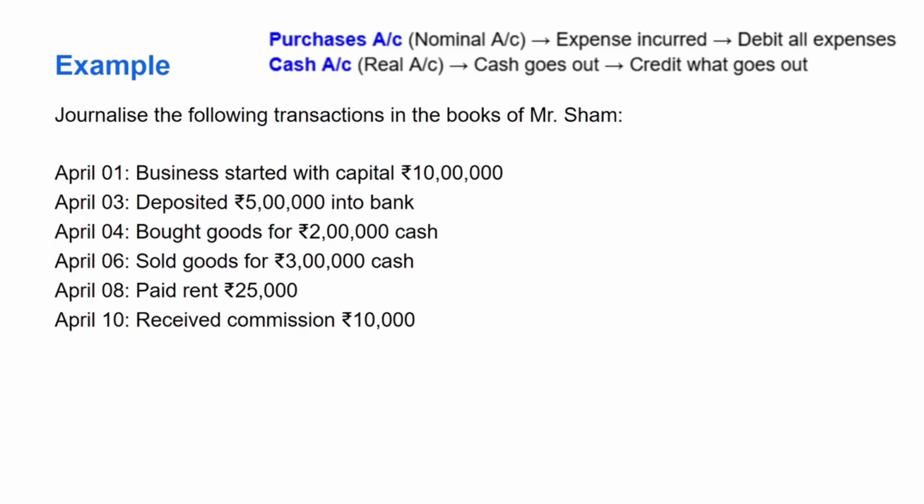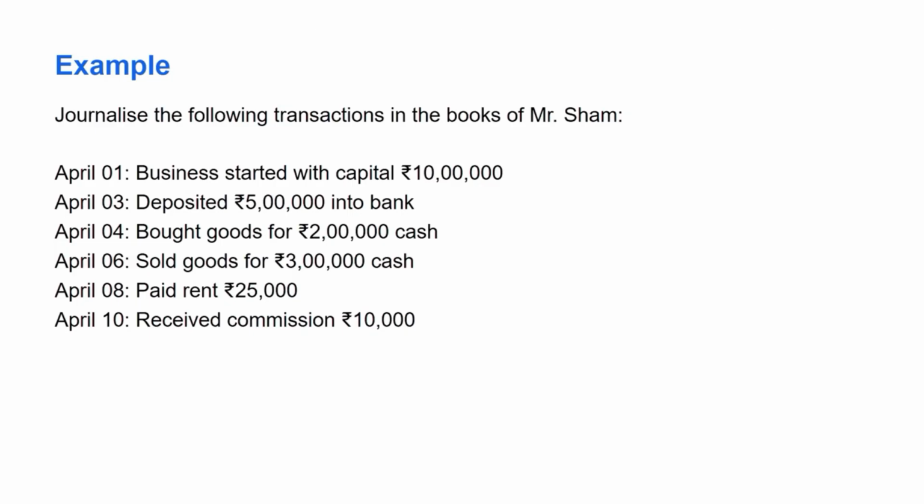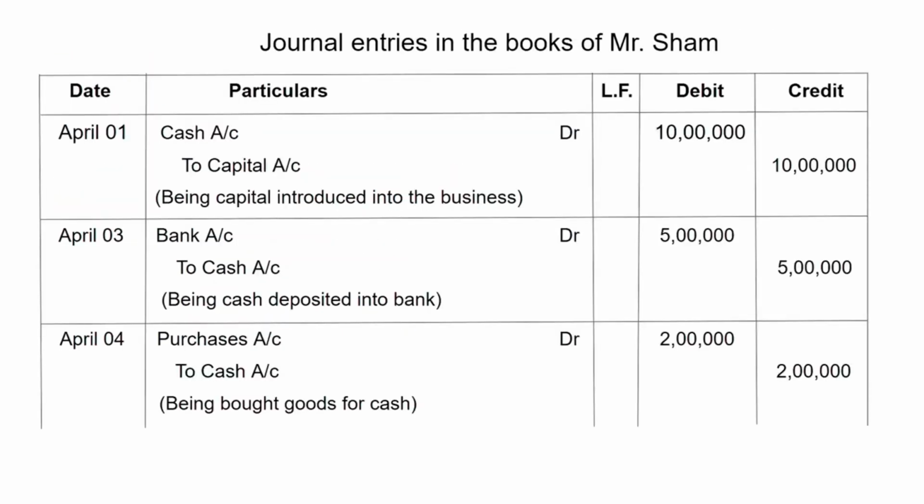Purchase account, it is nominal account and expenses incurred, so debit all expenses. And cash account, it is real account, cash goes out of the business, so credit what goes out. So we record it as April 4, purchases debit 2 lakh rupees to cash account 2 lakh, being bought goods for cash.